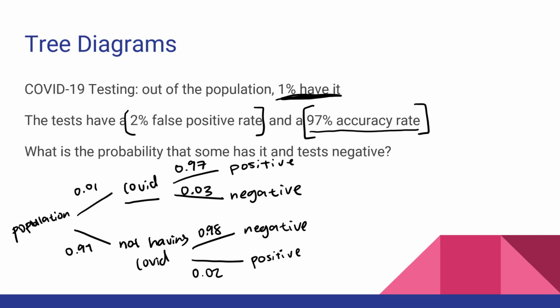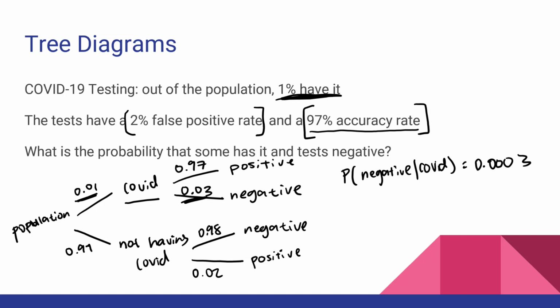So we want to know the probability that someone has COVID and tests negative. The way you go through this tree now, you can just multiply across the lines. So the probability that someone has it, 0.01, times the probability that they test negative, 0.03. And from there you get 0.0003. So the probability of negative given has COVID is equal to 0.0003.